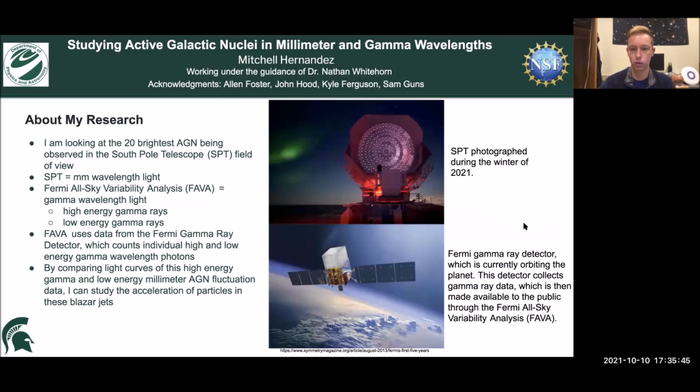So this top image up here is of the South Pole Telescope, and it was taken this summer, and it's a cool image. You can see the southern lights as well as sunset in the background. And then the image right below it is of the Fermi Gamma Ray Detector. And this is currently orbiting the planet, and it counts individual photons of high and low energy gamma rays.